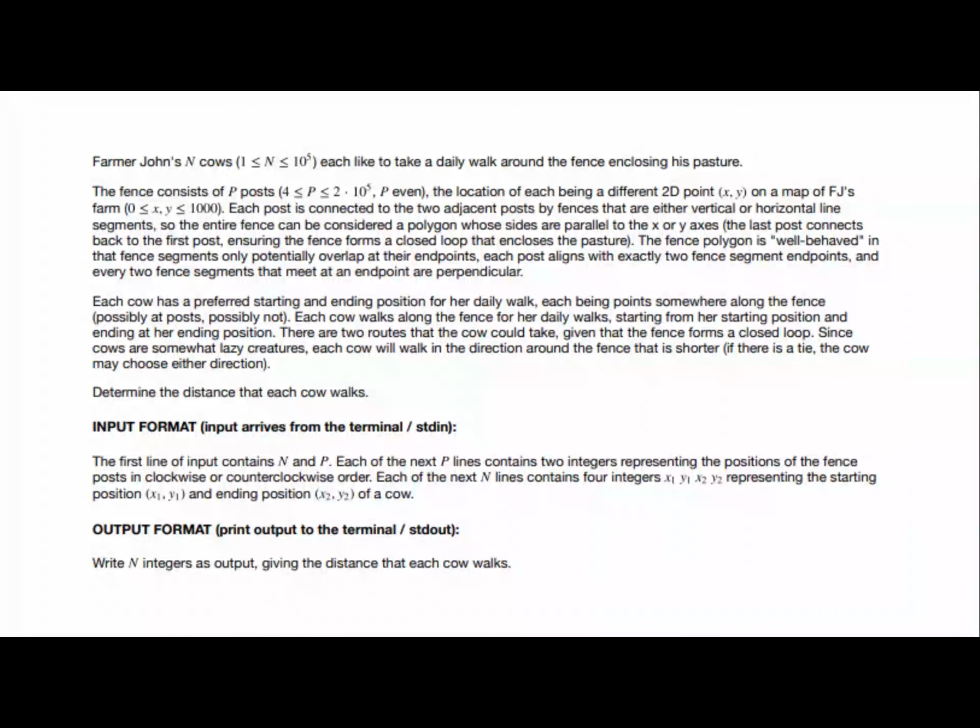Each of his cows that takes the walk along the fence has a preferred starting and ending position, and each point is somewhere along the fence. It could be at posts, but it could also not be at posts. Each cow walks along the fence from her starting position to her ending position. Obviously, the fence is a polygon, so there are two ways around it. Cows are lazy, so they like to take the shorter path. Your goal is, for each cow, to tell them how short the shorter path is.